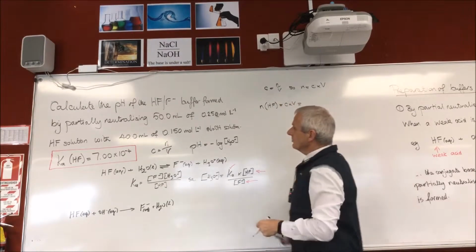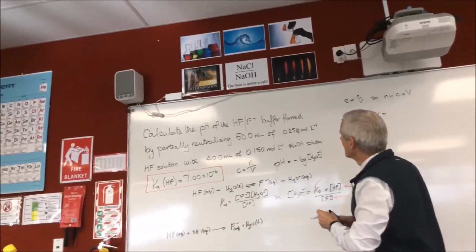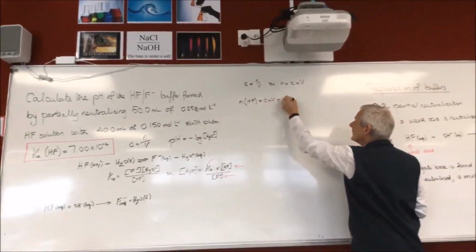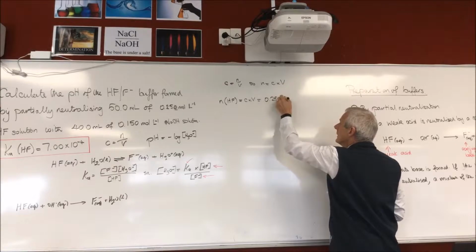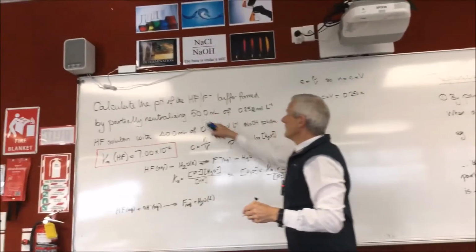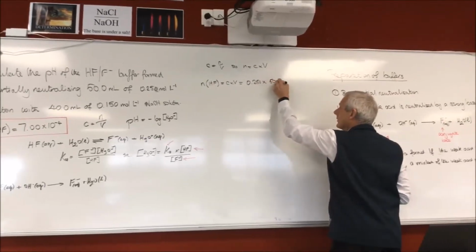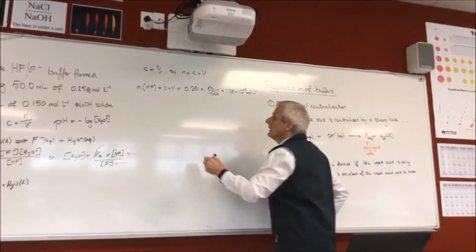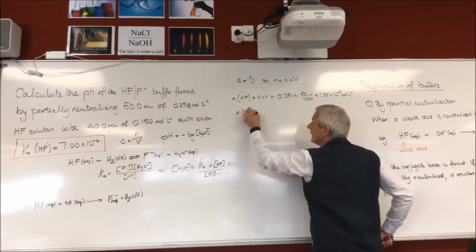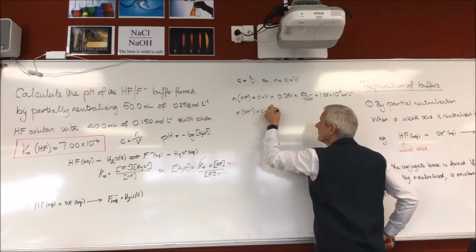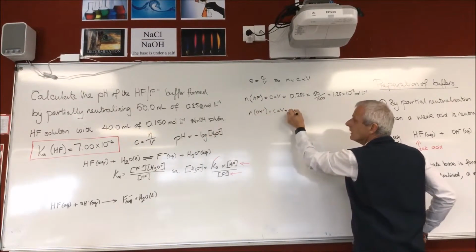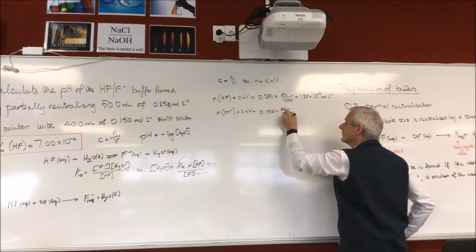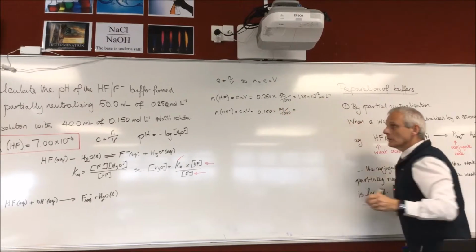well, the concentration of HF is 0.25 moles per litre, and the volume is 50 mils. Somebody quickly calculate that for me, please. Now, the number of moles of OH minus, again, C times V, and we've got 0.15 times 40 over 1,000. Somebody can quickly calculate that one for me.